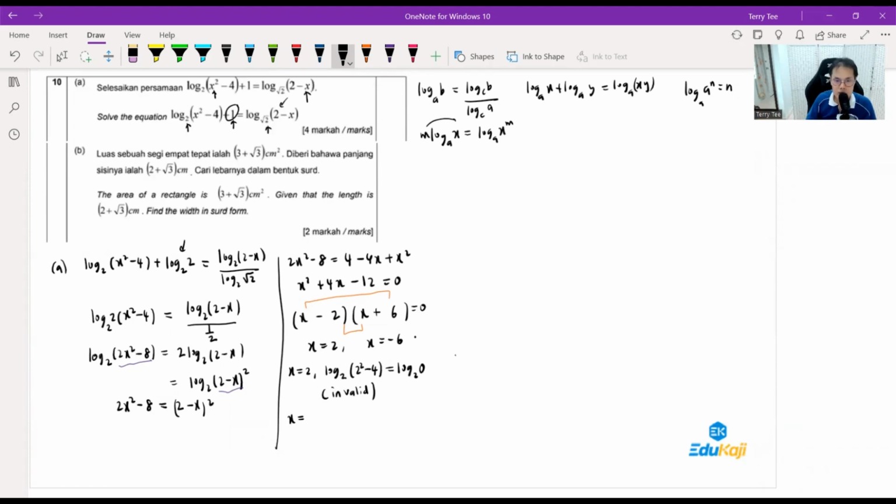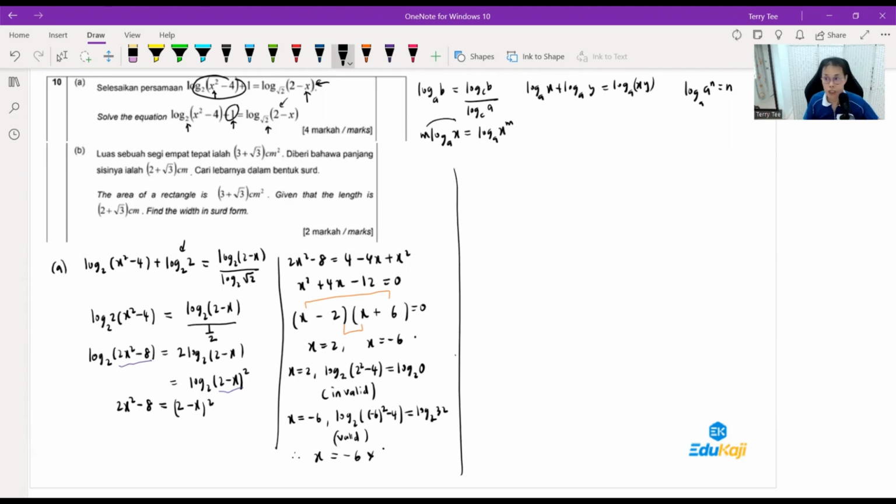But when x equals negative 6, now this is not a problem. Although it's negative, when you put it inside here, the negatives will cancel each other out, right? In the first one, negative 6, when you square it, becomes 36. You minus 4, you get log base 2 of 32, which is a valid answer. So therefore, we can say that this one is a valid answer. Just put a bracket, valid. So therefore, your final answer, x is negative 6. Only one answer, right? Remember, you need to double check. You may have to reject one answer.